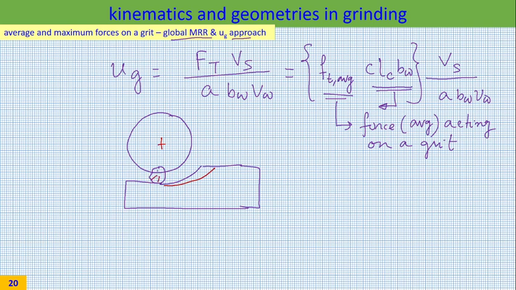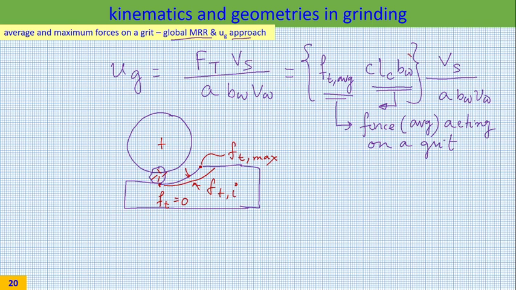There is no guarantee that this particular grid would be here. When it is here, it would be experiencing FT max. If the grid is here, it would experience FT equal to 0 because there is no chip load. If it is here, it would experience FTI, the instantaneous value of FT.